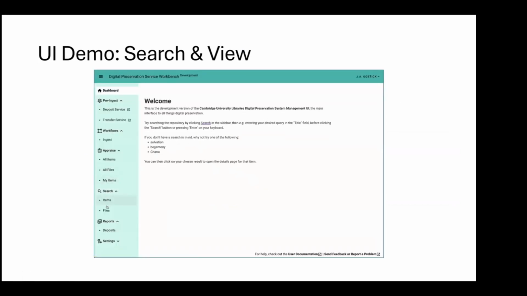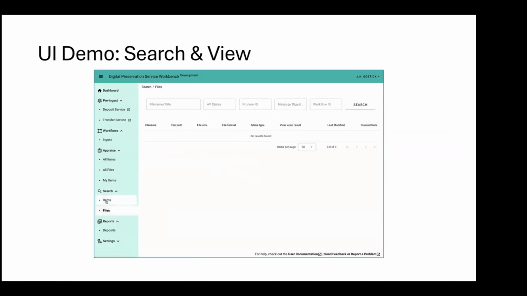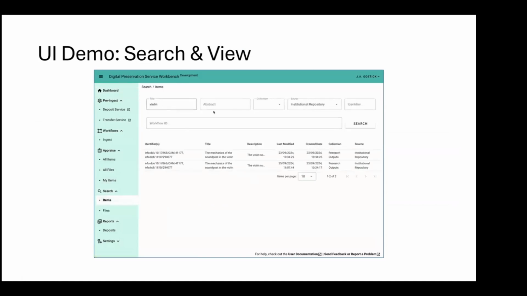So we've just signed in there. We're going to search an item. Item translates to archival group. We're storing everything as archival groups. We're probably going to change that terminology to package. The search has been made.